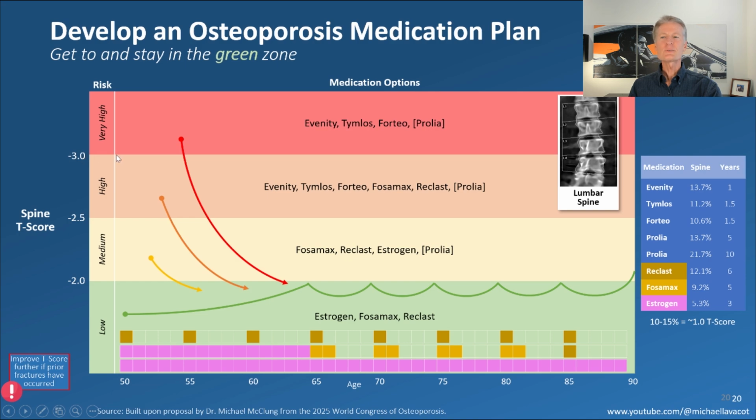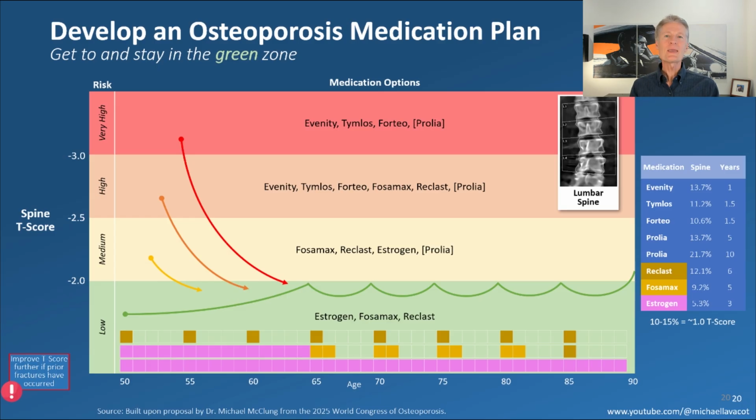If you're above -3, and this is generally accepted as the high risk zone, okay? So if your bone density is worse than -3, you're at a very high risk, and you want to get out of the zone as quickly as possible. So you want to move to the fast-acting drugs that build back that structure, right? Add that, thicken those walls. And that would be your Evenity, Tymlos, and or Forteo. Now, I've got Prolia in brackets here because you really want to go with this osteoanabolic first, right? You want to drive this, get out of this high-risk zone very quickly.